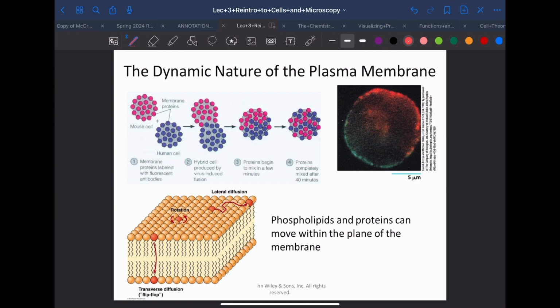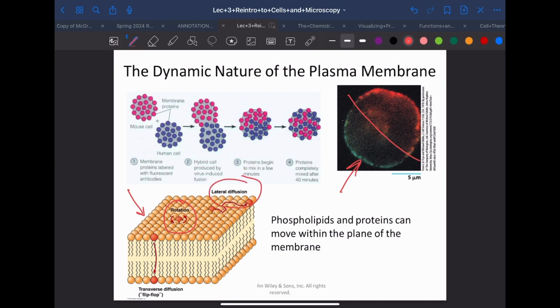And what they saw is that eventually they do come together, right? And then this is the real picture that you see. So you see that at a certain point, one part of it is where the human proteins are, and the other part is the mouse proteins. What this tells us is that proteins and the phospholipids can actually move around. I don't know if you knew that, but your phospholipids and your proteins can move around. And this picture right here shows it a little bit, right? They can rotate, just like this guy right here. They can move around, right?